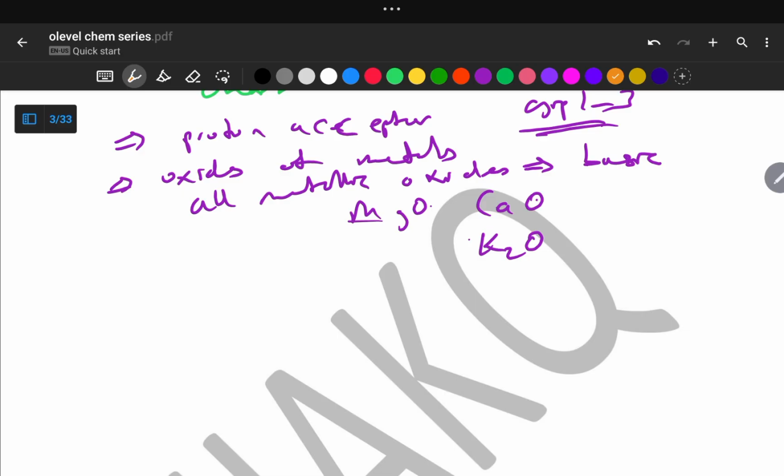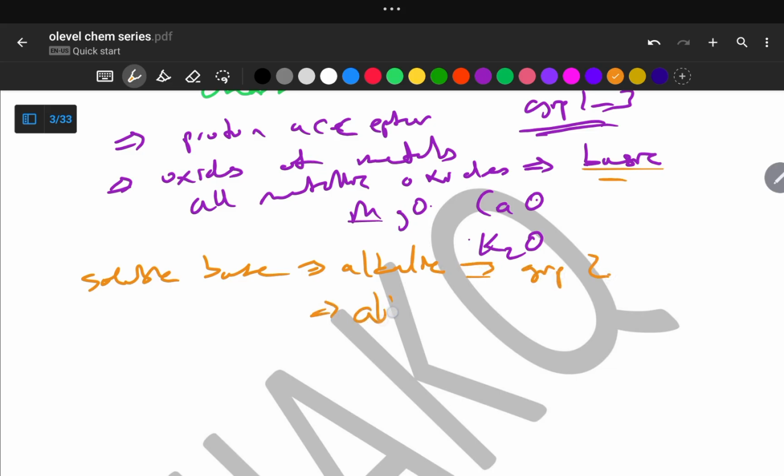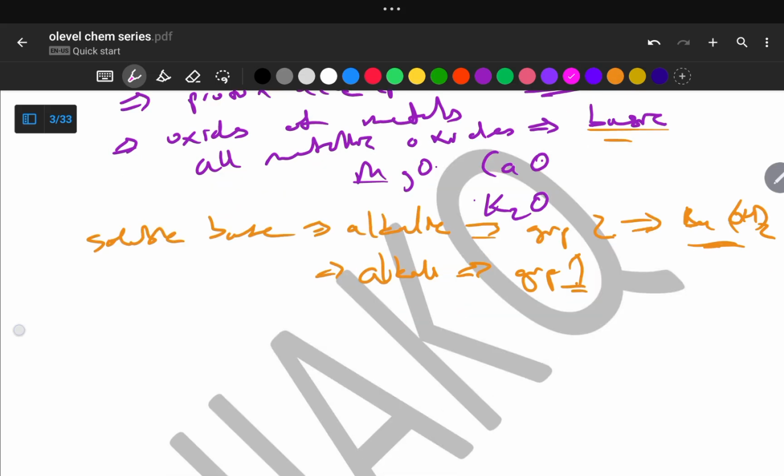And then we go on to give the other properties. So we say they are basic in nature. When a base is soluble in water, we call it an alkali. So alkaline earth, these are group 2. We're going to explain this when dealing with periodicity. And then we have the alkali metals, these are group 1. In group 2, we only have barium hydroxide, which is soluble, right? And then all the group 1 hydroxides are soluble in water. So we are going to explain this when we are dealing with periodicity. Are we together?